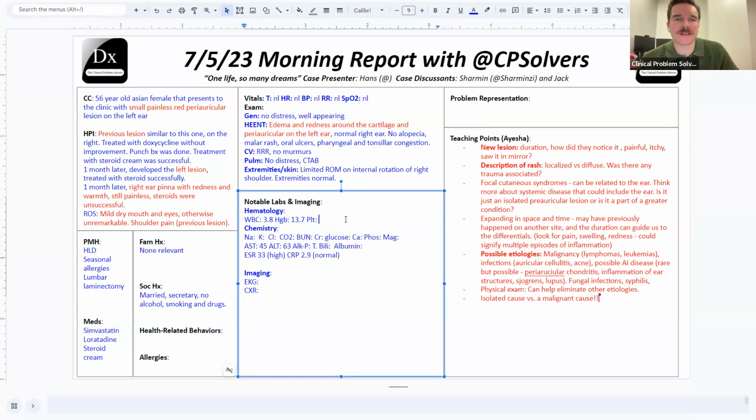Hans, maybe for the sake of time, we can move forward with some other labs. I know you mentioned that there's a biopsy result coming, and I just want to make sure that we leave plenty of time for all of the rich data that you have.